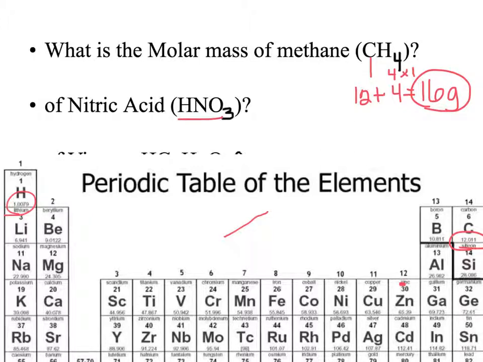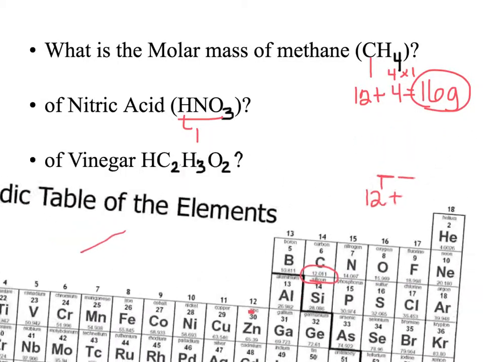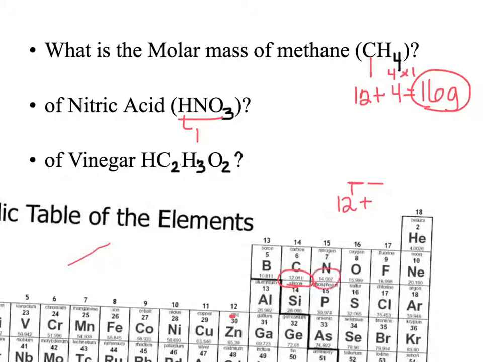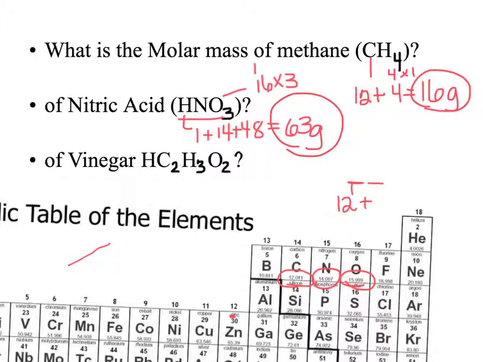Now for nitric acid, hydrogen weighs 1. Nitrogen is cut off here, but nitrogen weighs, there it is, 14. And oxygen weighs 16, and there's 3 of them in the formula. So 16 times 3 is 48. If we add those 3 numbers together, we get 63 grams. And that means that a mole of nitric acid weighs 63 grams. And 1 molecule of nitric acid would weigh 63 AMU.